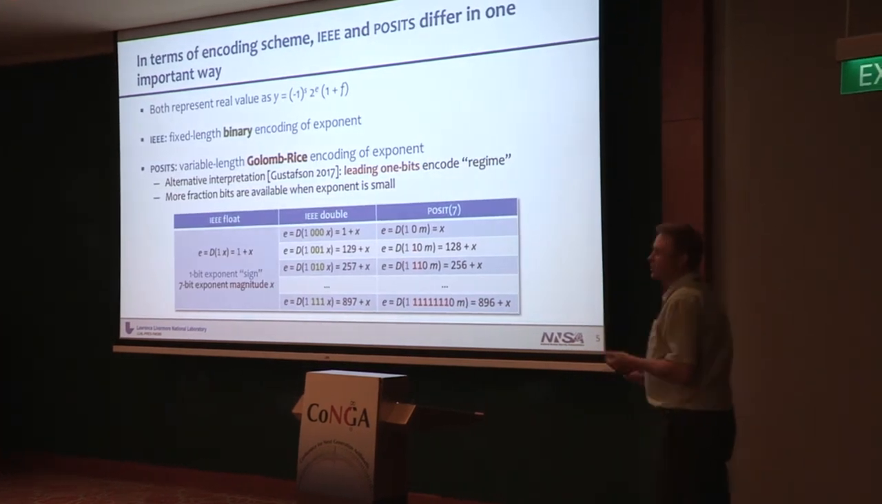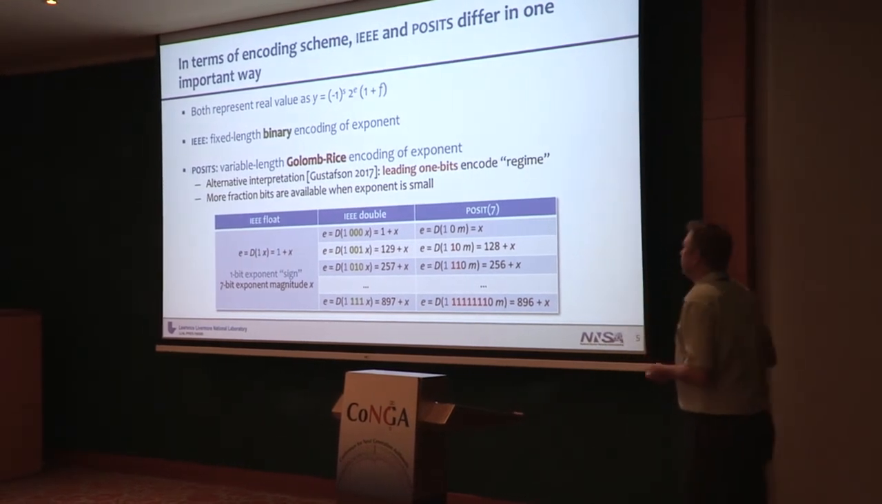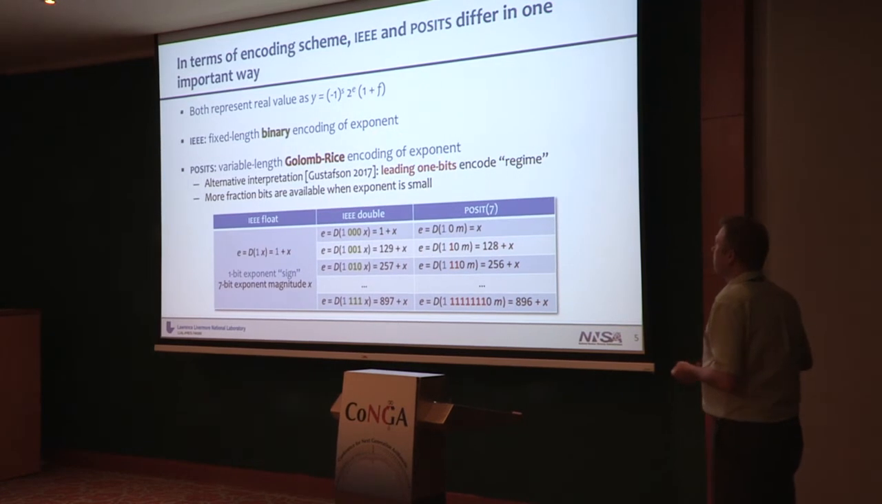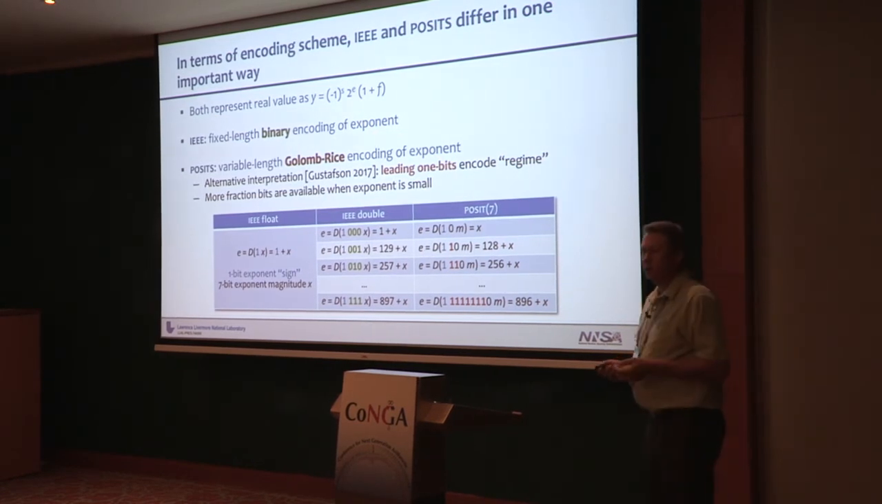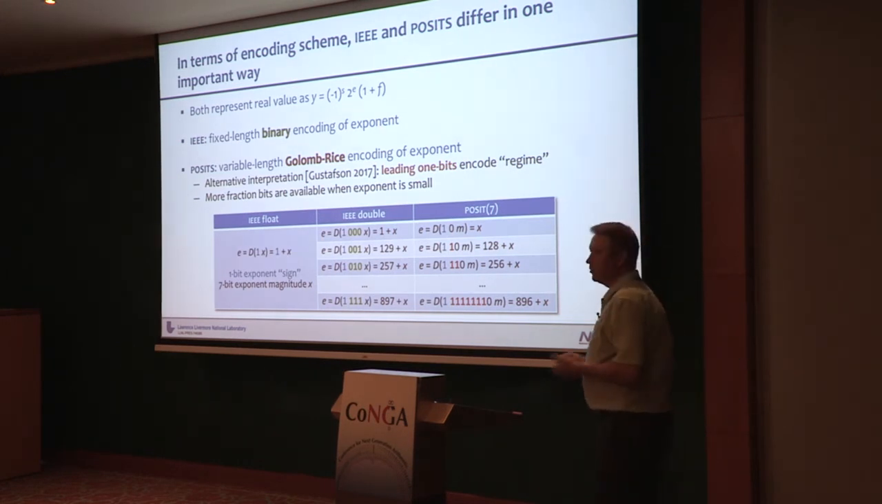So aside from those differences, posits and IEEE actually share a lot of characteristics. Both of them encode numbers like so. We have a sign bit, we have some way of encoding an exponent, and we have a fraction. So both representations do that.